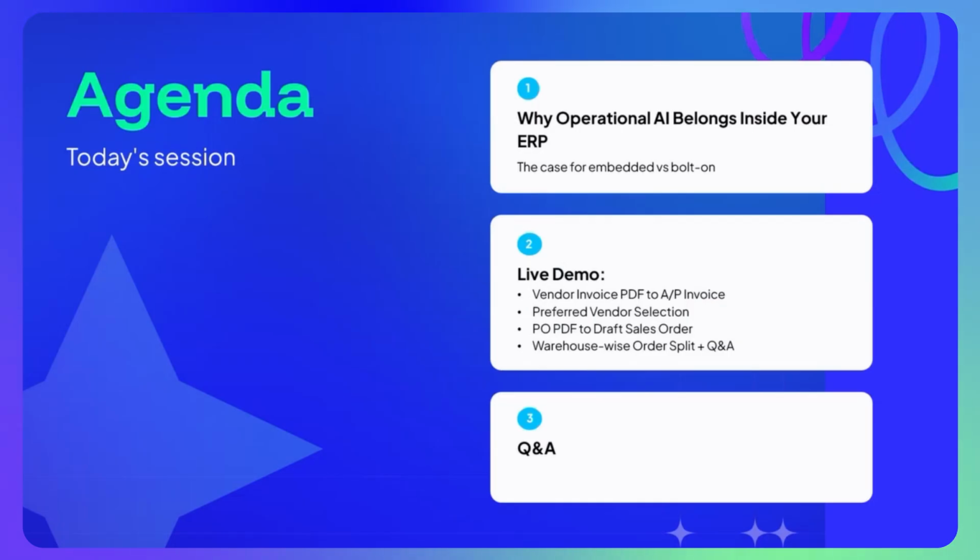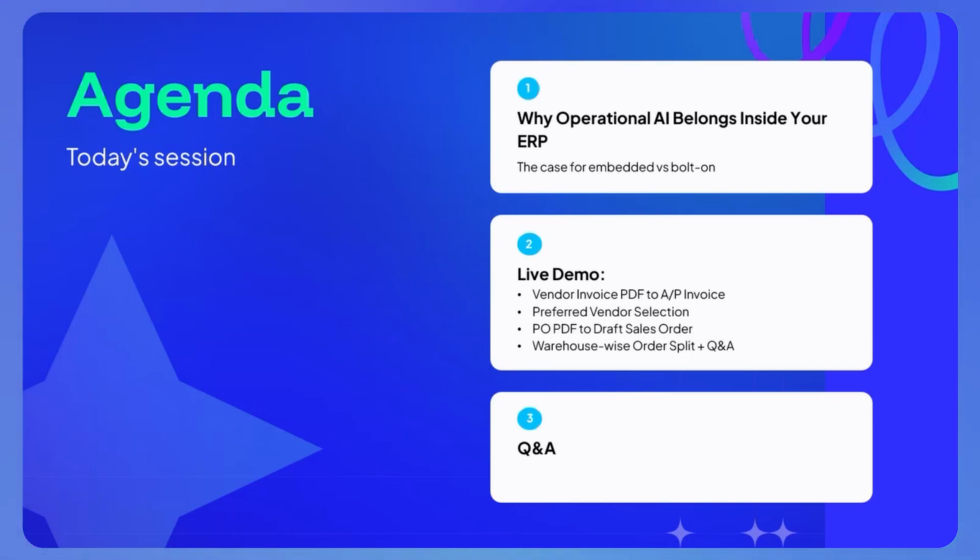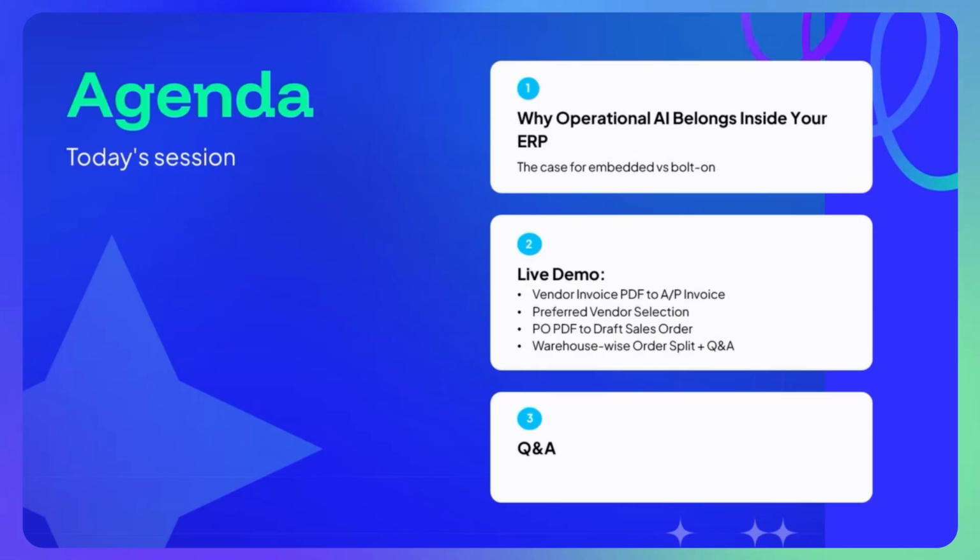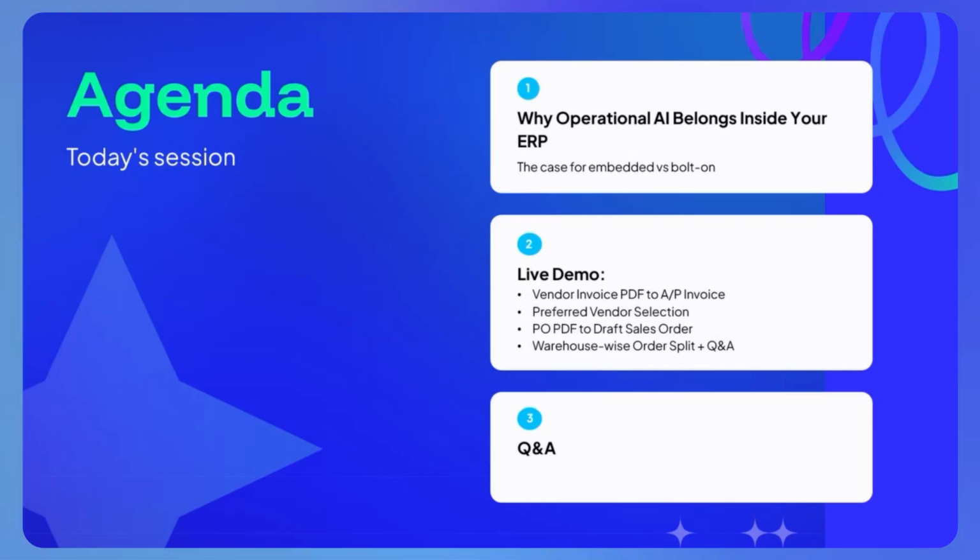So today's agenda is why operational AI belongs inside your ERP. The live demo we are going to cover is vendor invoice to PDF. Ideally, in B2B business, you may be receiving hundreds and thousands of purchase invoices. Based on that, your backend team is going to enter the sales order and process it. We'll discuss the challenges later.